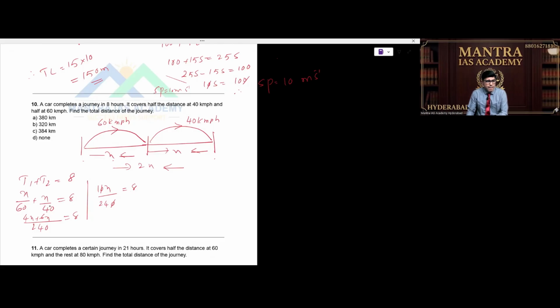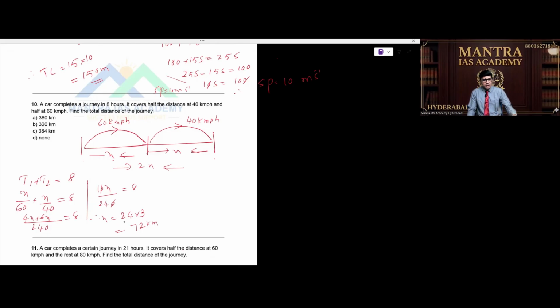x by 60 plus x by 40, 240 LCM, 6 4s are 24 and 4 6s are 24. So obviously 10x. So x is equal to how much? Therefore x is equal to 24 into 8. This is 3 4s are 12, 6 plus 1, 72 kilometers for the first half.